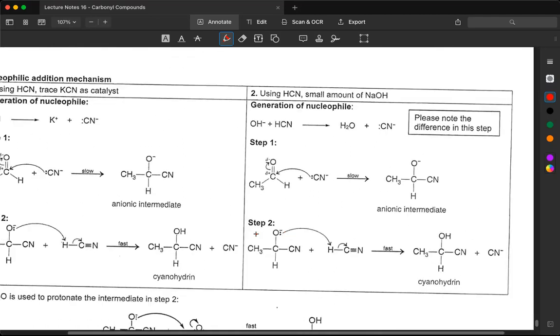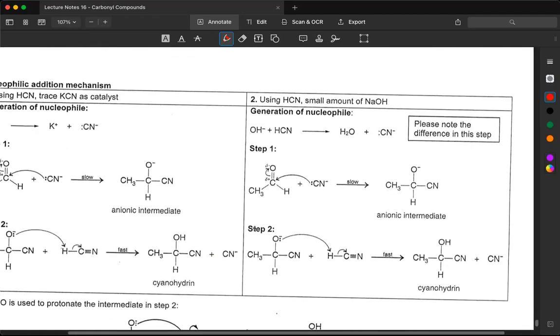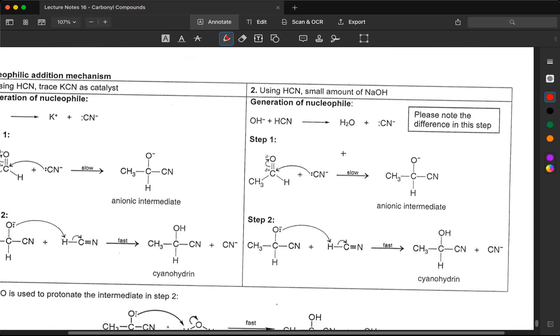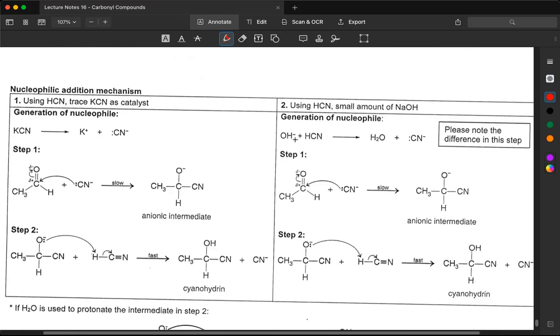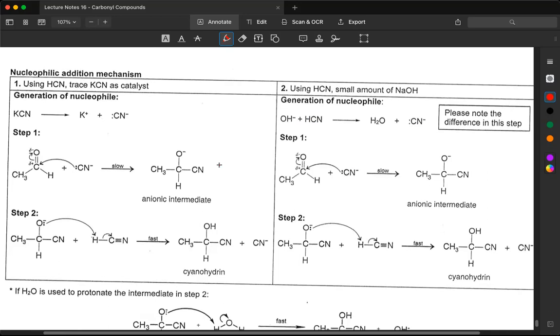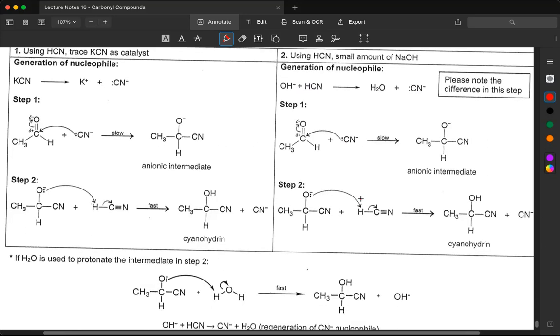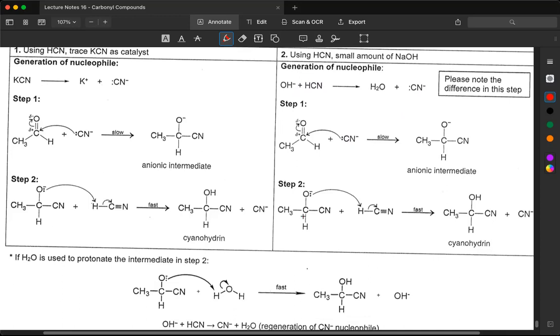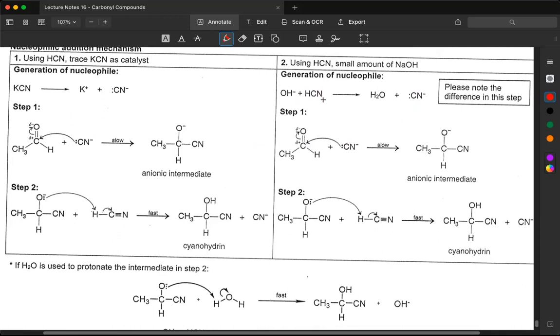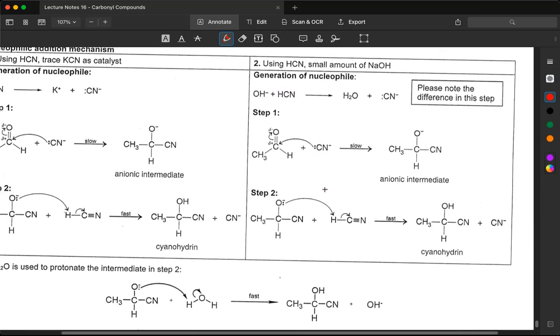In the case of using HCN where you use a small amount of NaOH, the OH- and HCN will react to form H2O, so it will take away this H and this CN- forms. The first step here is the same, and the second step is also the same. What is different is only the generation of the nucleophile. The rest of it is the same.